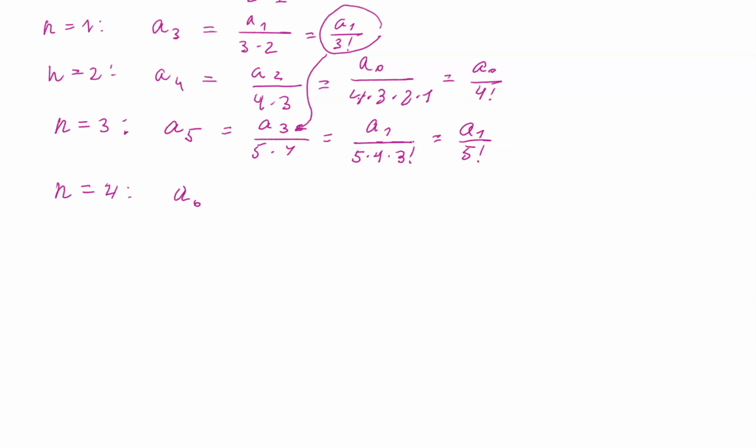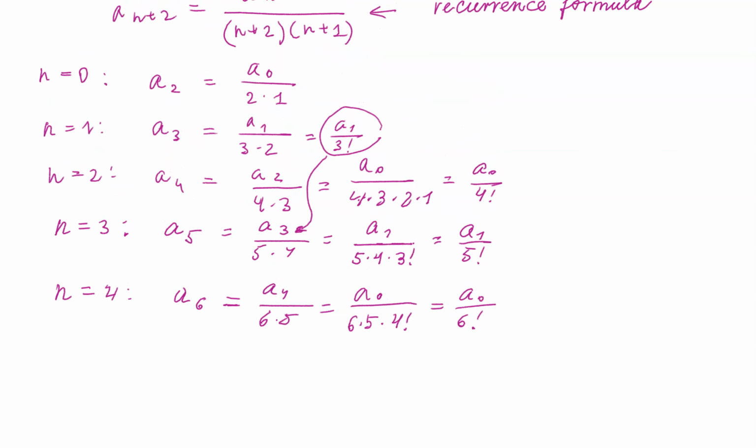For a6, sometimes I click on the eraser and instead of writing down, it's erasing. a4 over 6, 5, and we do know a4 is a0 over 4 factorial, so it's a0 over 6, 5, 4 factorial, which is a0 over 6 factorial. Okay, I'm going to stop at this point and I'm going to start plugging in my coefficients into my series.